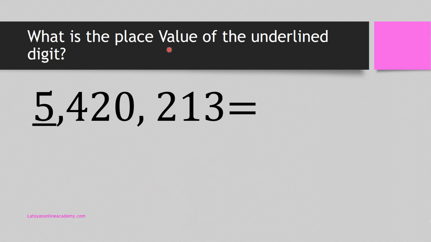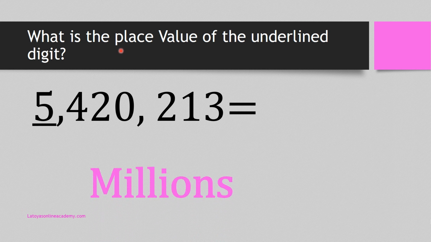What is the place value of the underlying digit? This number is 5,420,213. The place value of this underlying digit is millions because it's in the millions place. So when they ask us for place value, we have to write the word. So we are writing millions because it's in the millions place.